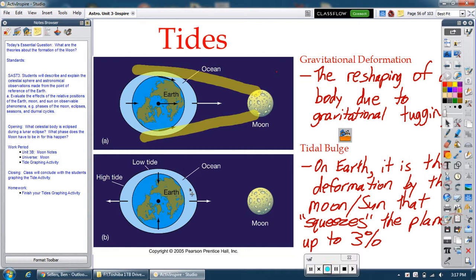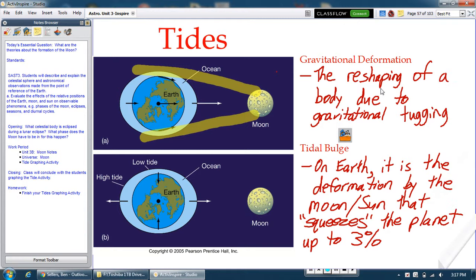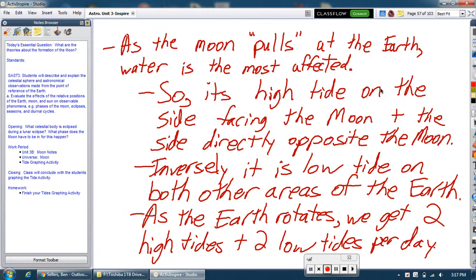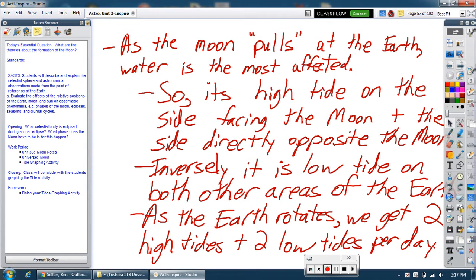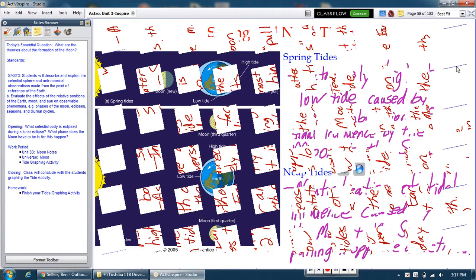So as the Earth rotates much more rapidly than the Moon does, as this moves around here, where it is now low tide, it'll be high tide, and then over here it'll be low tide again, and over here it'll be high tide again. So this is the reason you have two high tides and two low tides. I posted a great video that explains that with motion, which I would advise you to watch.